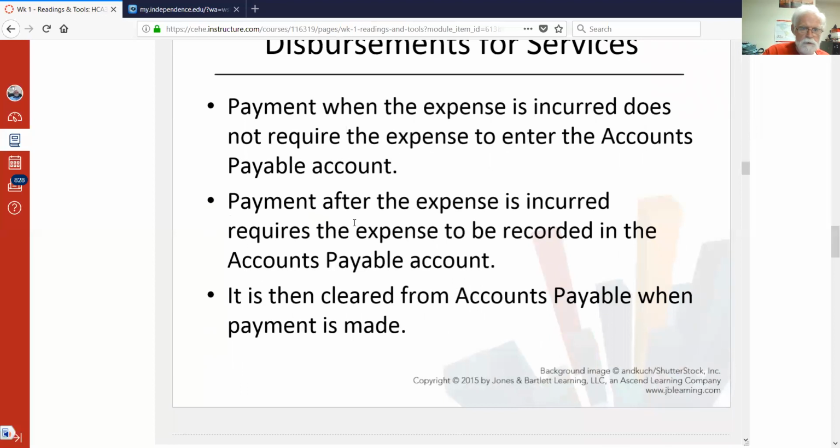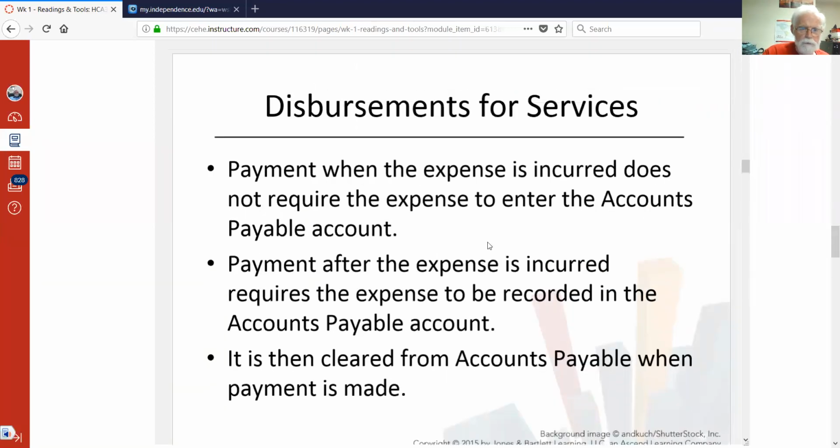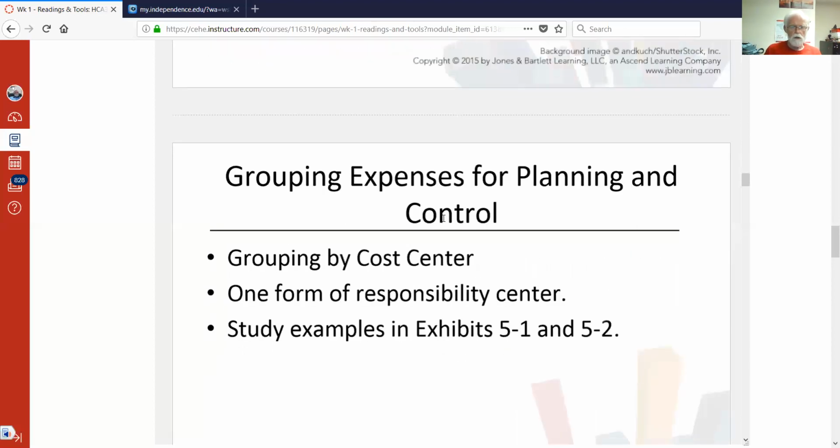When the disbursement for expenses is paid when the expense is incurred, it does not require it to go into accounts payable. Accounts payable are money that's owed that hasn't been paid yet. And there's lots of reasons. If you go through many businesses, there's like a 30-day payment period that you have to indulge in. So any money due during that time is part of accounts payable. And you know it can get pretty complicated after that.